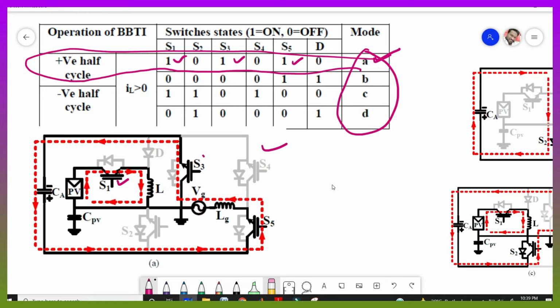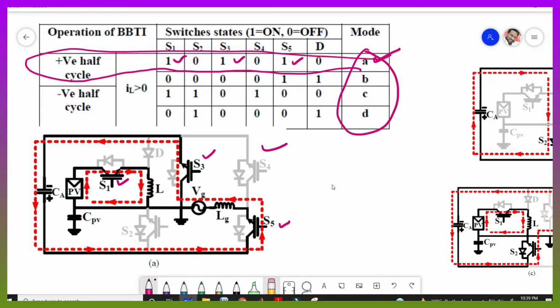And switch 3 means this one, and switch 5 means this one. So then the current flow will be like this: this solar panel, this inductor and this switch S1. And the outer loop will be like this: this grid to this switch S3 and auxiliary capacitor, and goes to switch 5 and goes to this inductor. This is the current path that the red line indicates. So this is the first mode of operation.